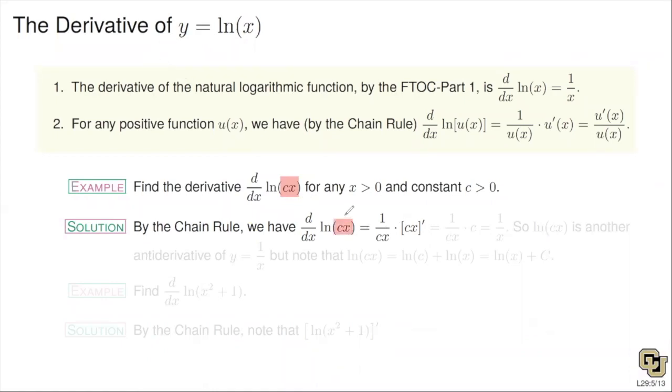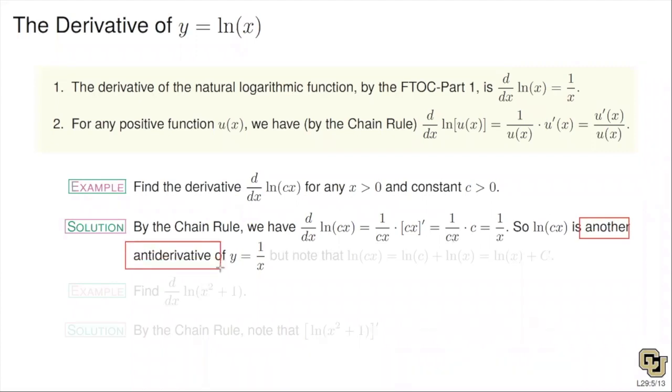And so now I'm multiplying by the derivative of the inside. C is a constant, x is our variable, so the derivative of c times x is just c. And now the constants cancel. And we see that the derivative of ln of cx is 1 over x. That is to say, we found another antiderivative. So it's interesting. We went from not knowing the antiderivative of 1 over x at all to now having 2 antiderivatives. We have too many.